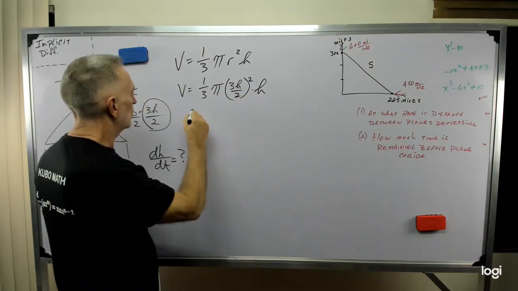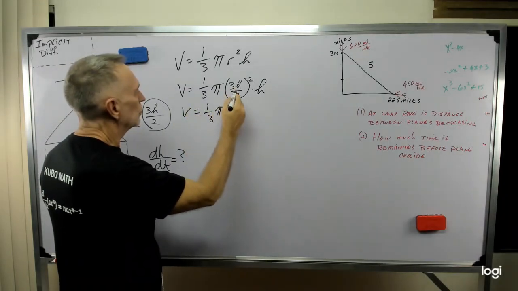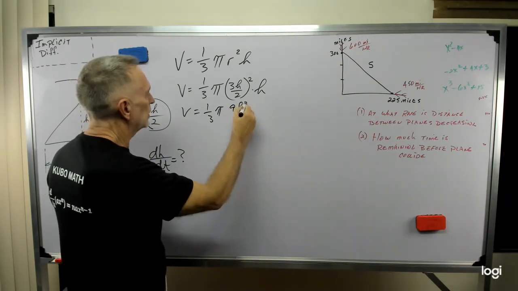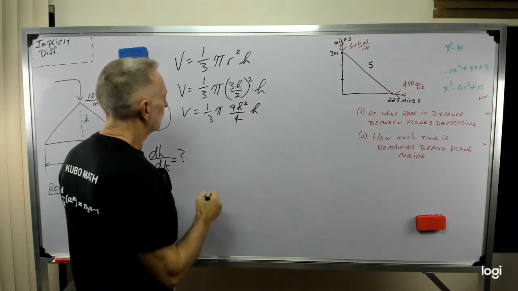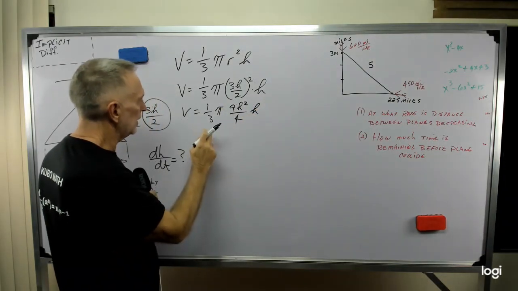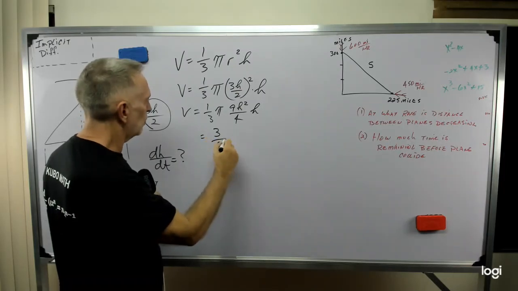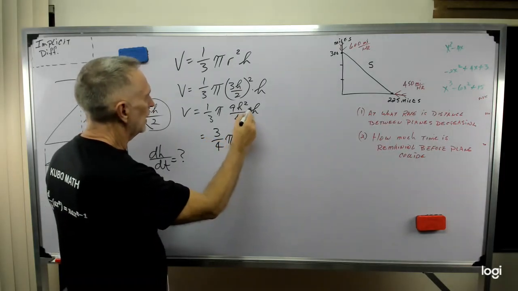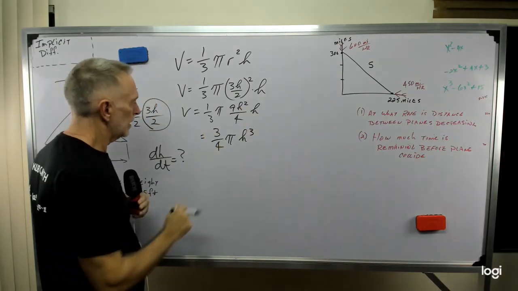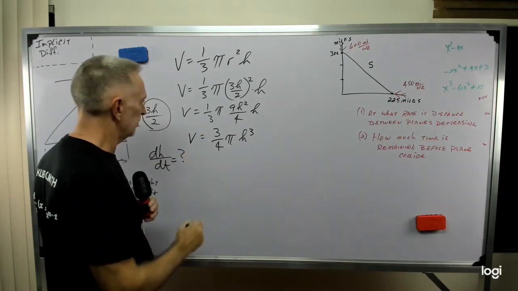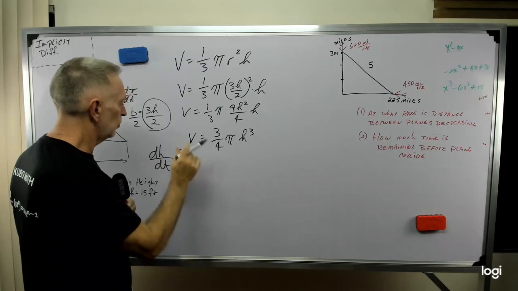So let's work through this. We've got volume equals 1/3 pi. 3 squared is 9, h squared is h squared, 2 squared is 4, times h. So 9 over 3 would give me 3, so I have 3 over 4 pi h cubed. Okay, that's my volume.